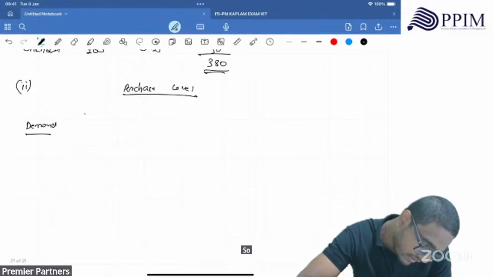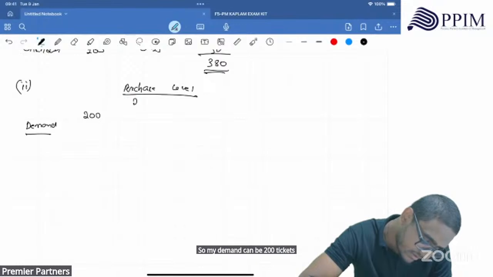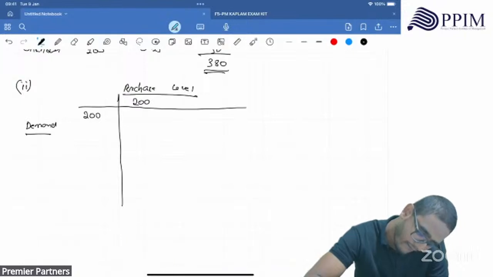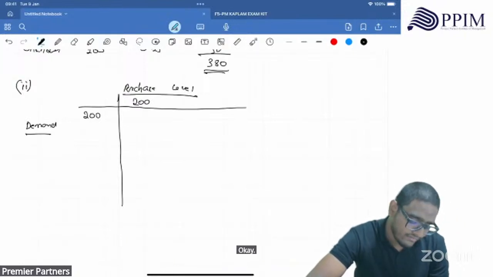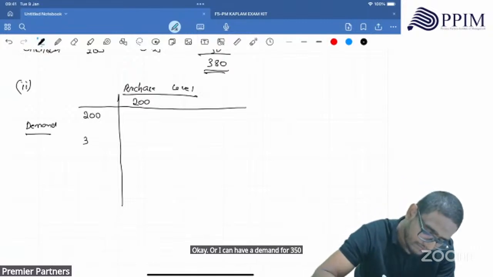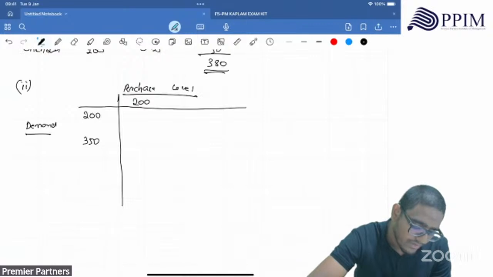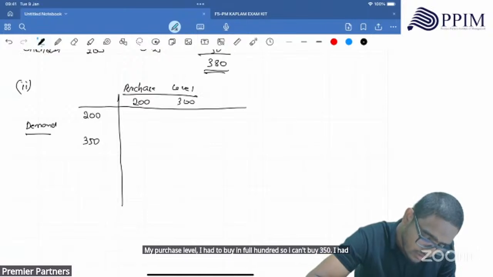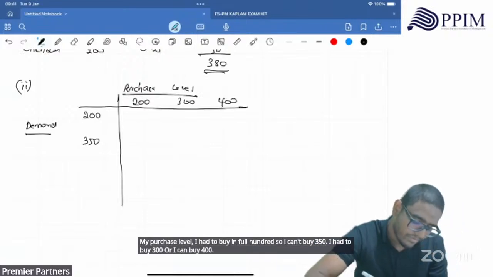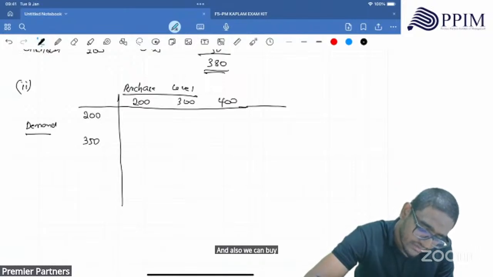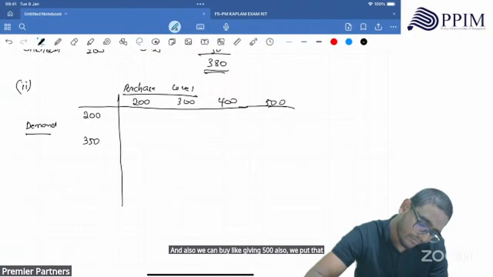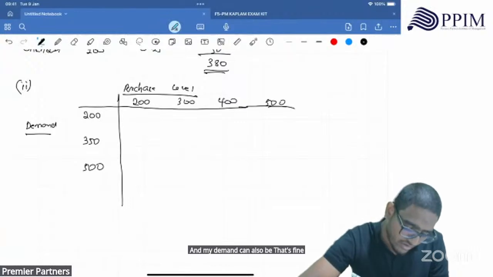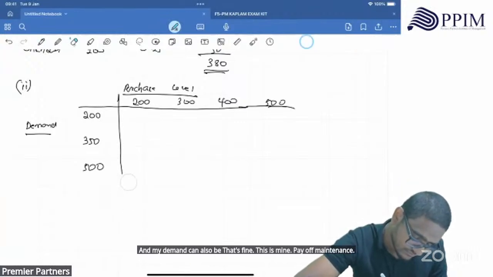So my demand can be 200 tickets. My purchase level also can be 200 tickets. No problems there. Or I can have a demand for 350. My purchase level, I had to buy in full 100, so I can't buy 350. I had to buy 300, or I can buy 400. And also we can buy 500, they're giving 500 also. And my demand can also be at 500. This is my payoff matrix.